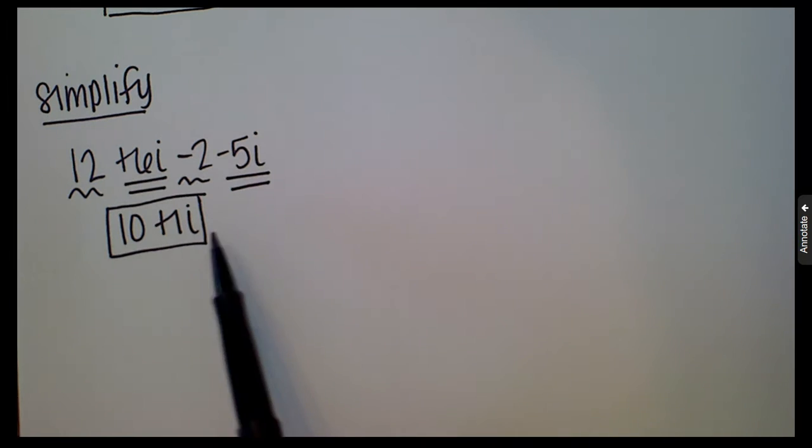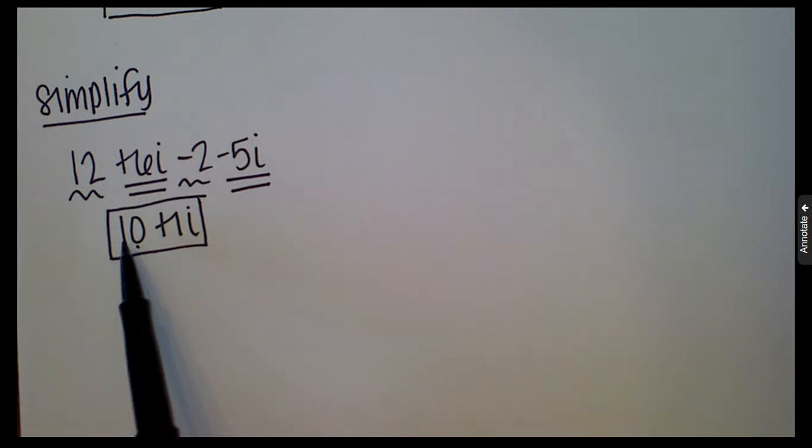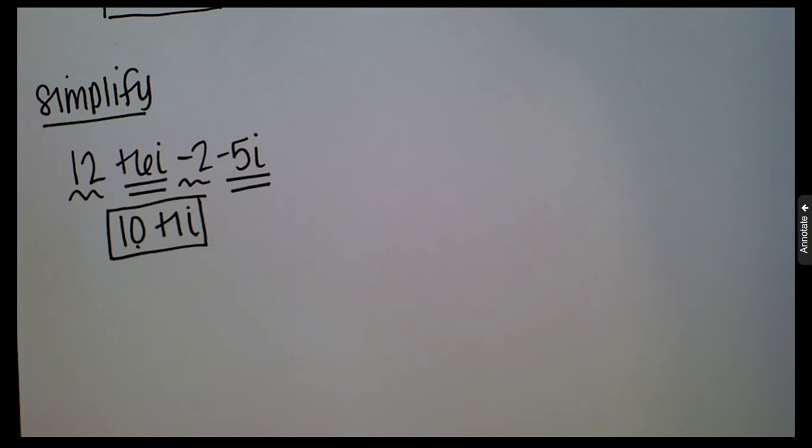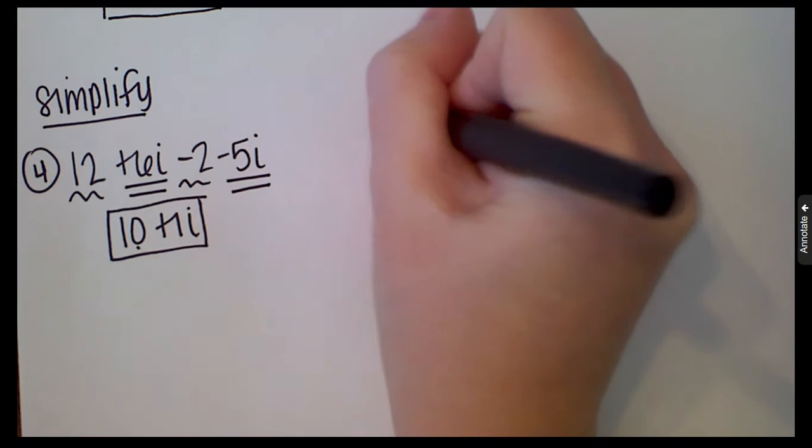Just as a reminder, you cannot combine an i with a real number. So we say this is the imaginary part and this is the real part, and that's what makes up a complex number. A complex number does have two parts. Just as a heads up. I'm going to label that as number 4, just so I can keep track as I'm going here. So let's try 5.